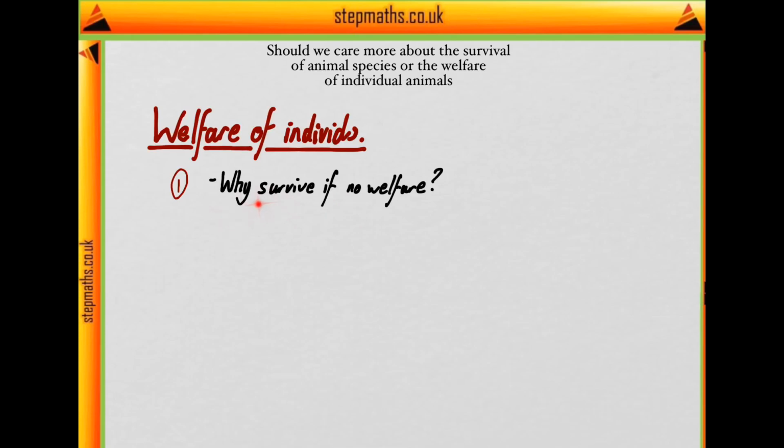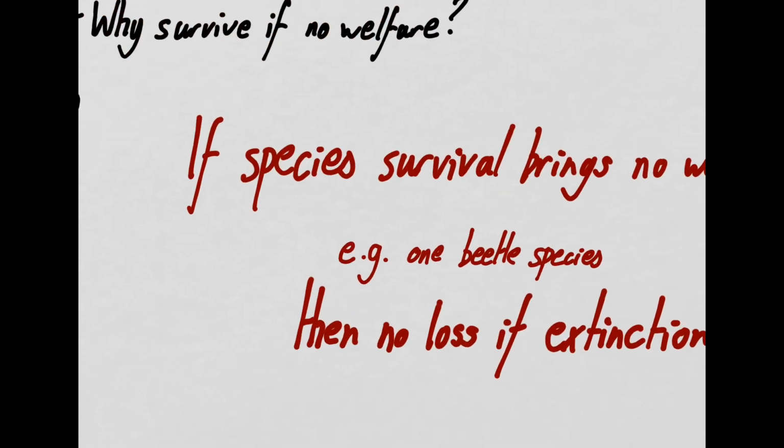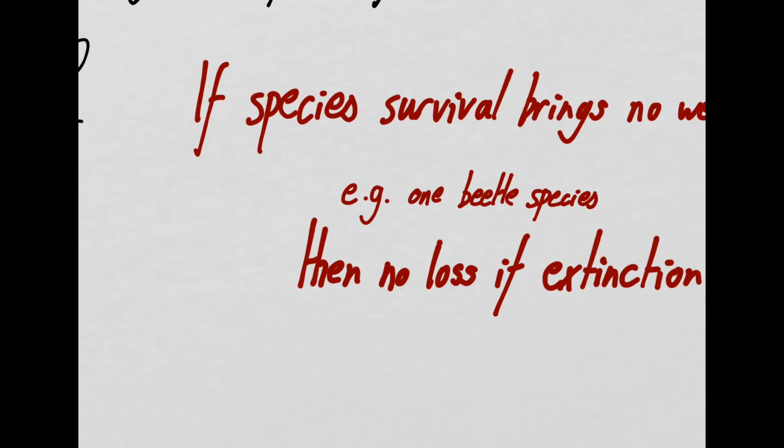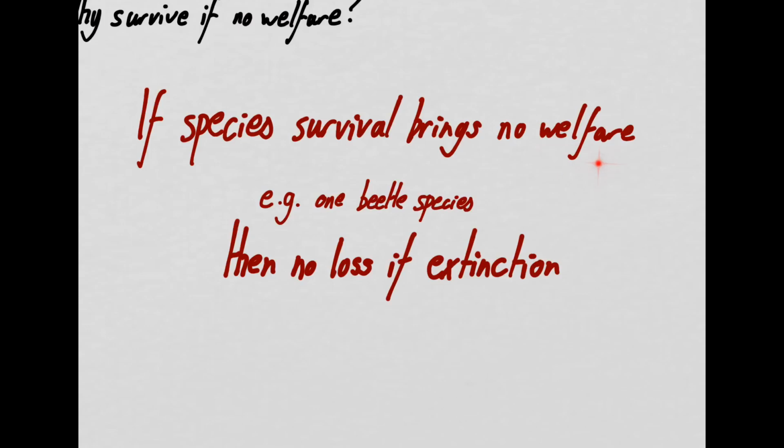On the other side, we might consider that welfare is actually the thing that makes it worth surviving. You might ask, why survive if there's no welfare? Well, if species survival brings no welfare, for example, if one beetle species died out and there were only a couple of breeding pairs left, this wouldn't be very bad for the beetles because, let's say, they didn't get much happiness because they don't have many pleasure receptors, say, or a sufficiently complicated nervous system to feel pleasure very strongly. They didn't get much welfare. And if we didn't know about the beetle species, we would feel, as humans, no loss of welfare.